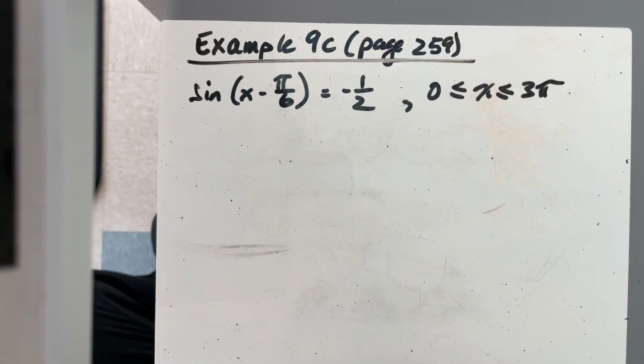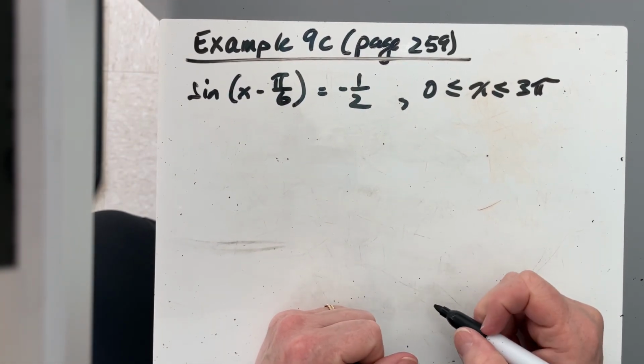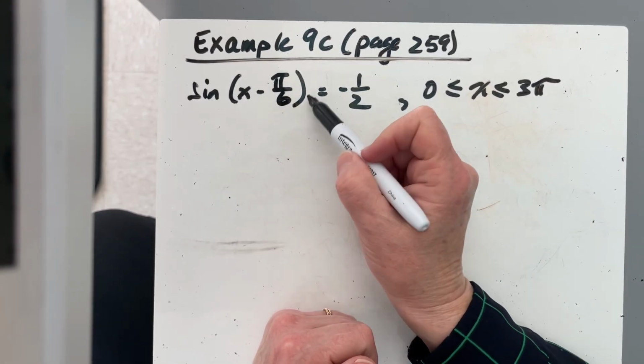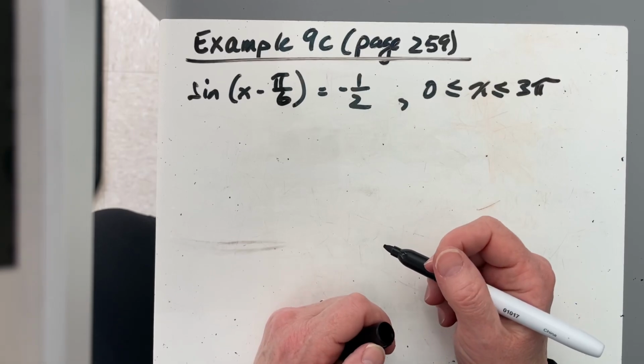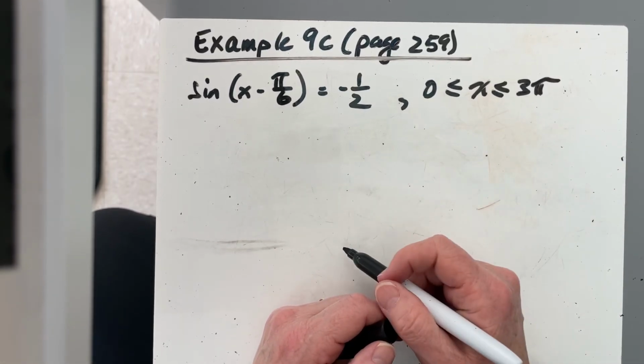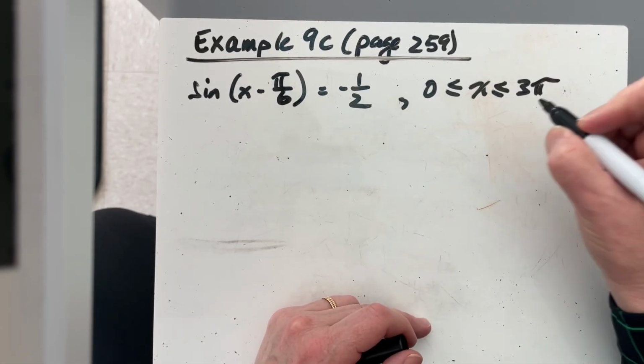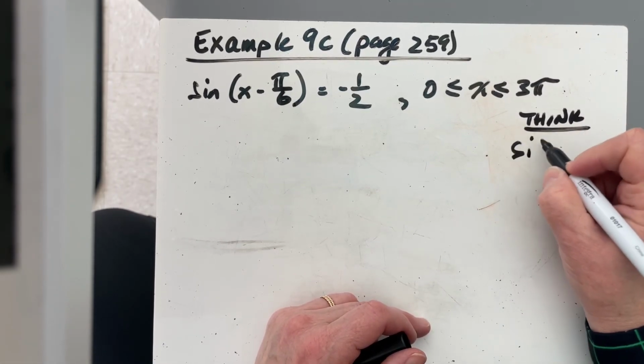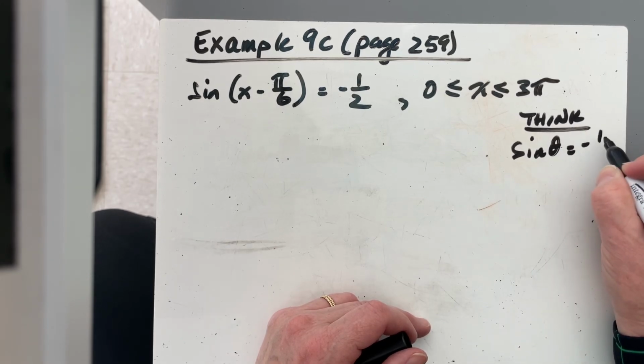Okay, here is example 9C from page 259. We've got sine of x minus pi over 6 equals negative 1/2. Restricted domain still from 0 to 3 pi. So we're still thinking about this idea of sine theta equals negative 1/2.